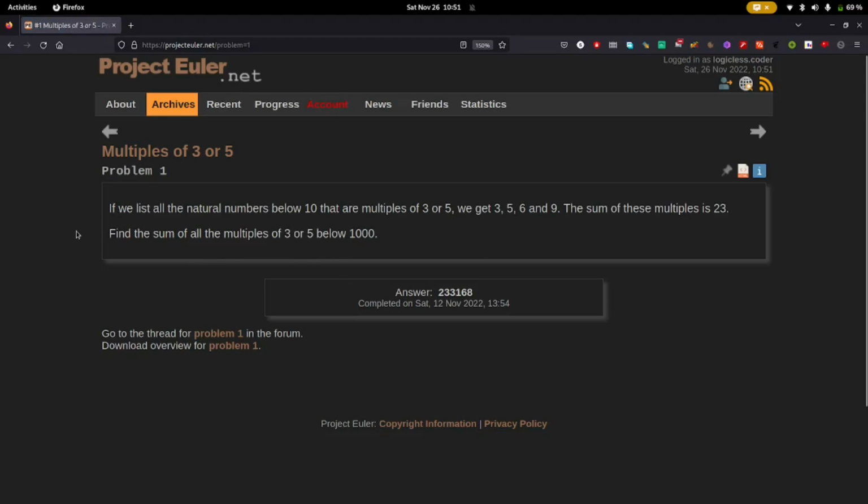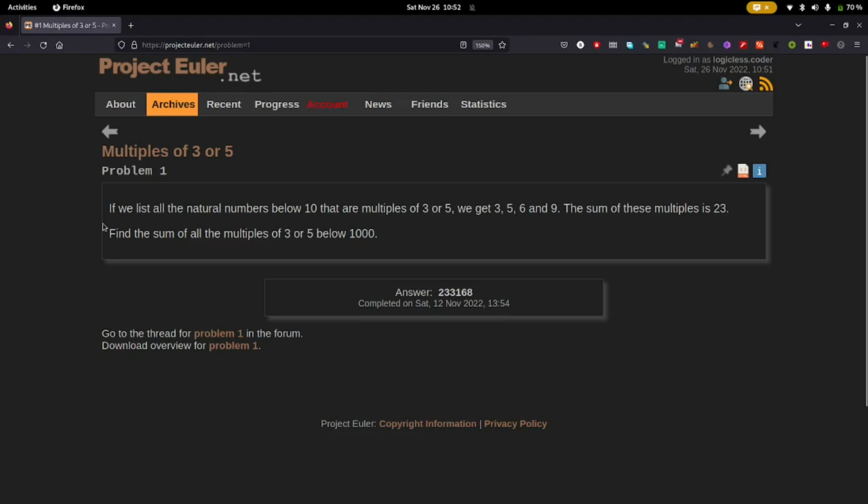It says, if you list all the natural numbers below 10 that are multiples of 3 or 5, we get 3, 5, 6, and 9. The sum of these multiples is 23. Find the sum of all the multiples of 3 or 5 below 1000.